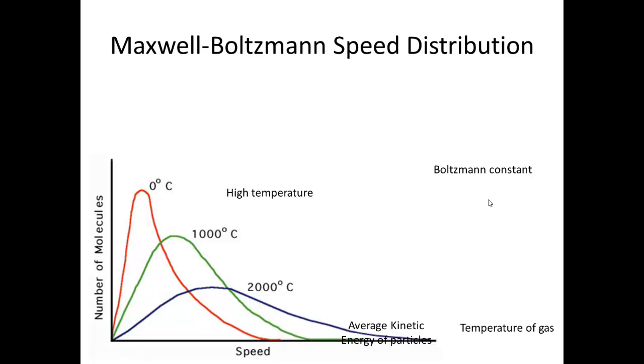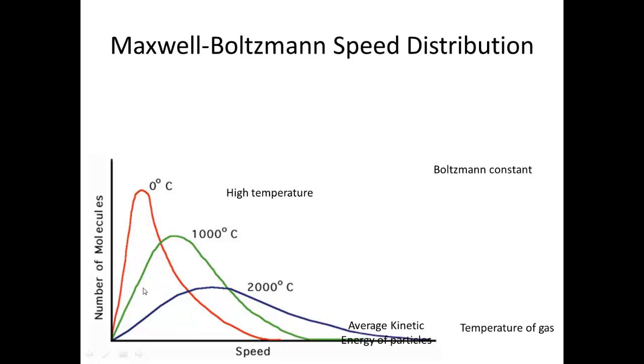Now, if we take any temperature, the number of molecules at different speed varies according to the speed. Let's take the highest temperature, 2000 centigrade. The total number of molecules is basically the area under the graph, and notice there are a large number of particles that have a high speed or a high average kinetic energy.